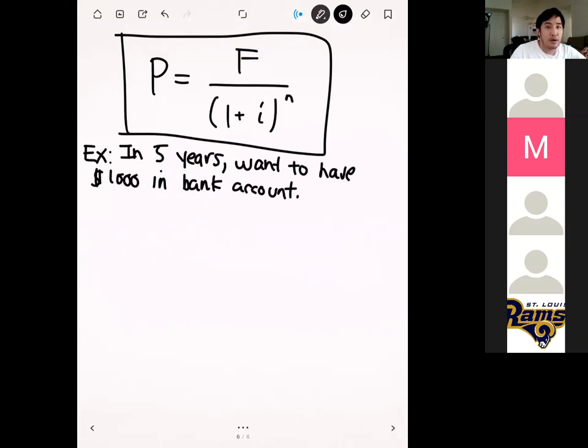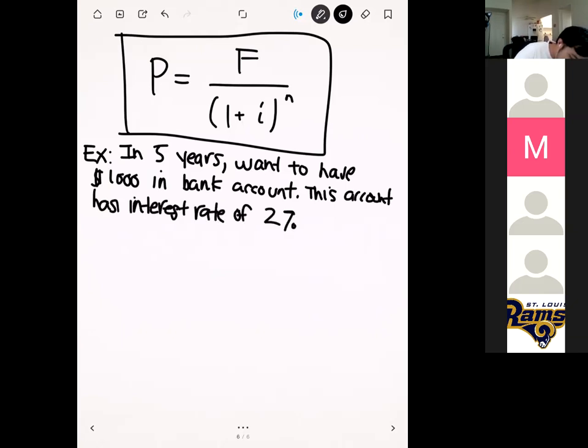And so let's say that this bank account has an interest rate of 2%. And so if you want to have your $1,000 in your bank account in 5 years, what you want to know is how much money do you need to put away right now? It's a 2%.